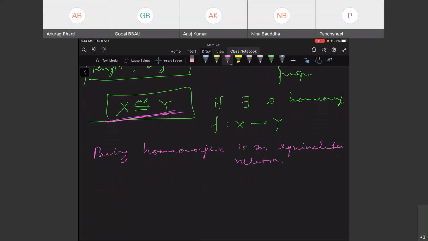What is reflexive? Sir, if x is related to y, then y is also related to x. That is symmetric, right? So that is symmetric, sir. What is reflexive?